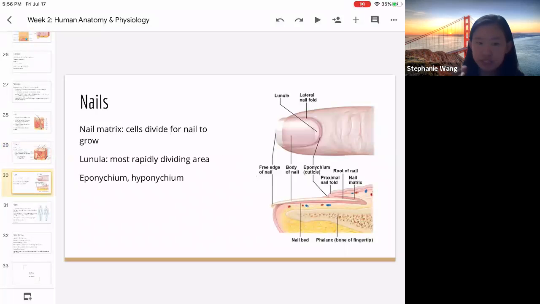Okay, nails. The 3 most important parts to know about your nails are the nail matrix, in which the cells are actively dividing, and the lunula, that's where the cells are replacing each other the fastest. And then there is the eponychium, which is the cuticle, which you can see on your nail is the transition from the skin part to your nail part. Okay, I'm gonna move on.